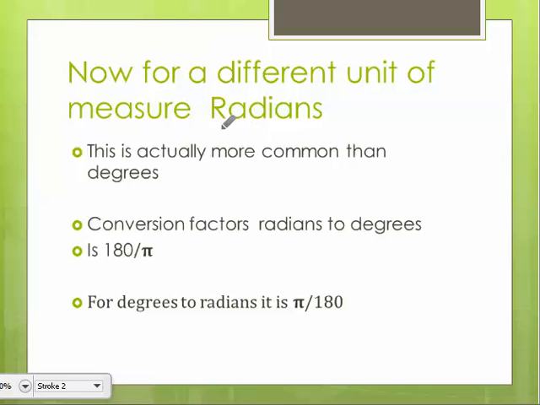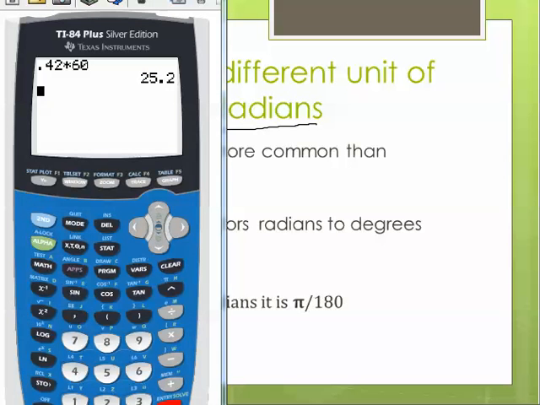Okay? So, let's look at a different unit of measure. This one is called a radian. A radian is a type of measurement that is very similar to a degree. As a matter of fact, it's actually more common than degrees because it's used in calculus and a whole lot of other things. The conversion factor, and the lesson goes into a lot of detail on it, to degrees is simply multiply by 180 and divide by pi. Okay? From radians to degrees. If you're going to go from degrees to radians, it's pi over 180.